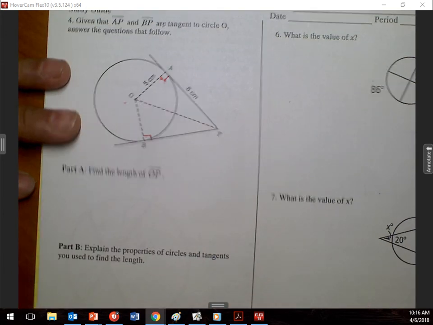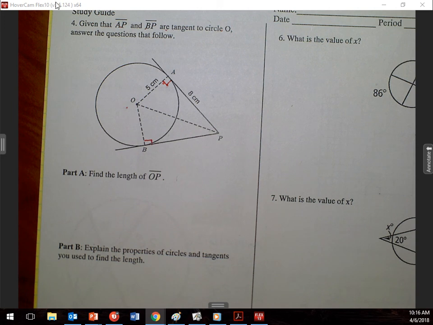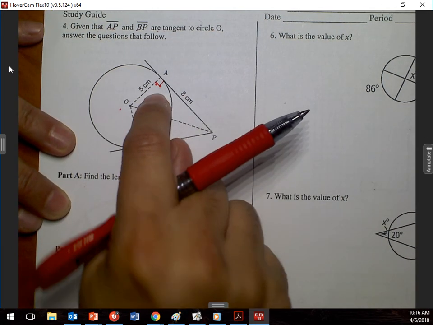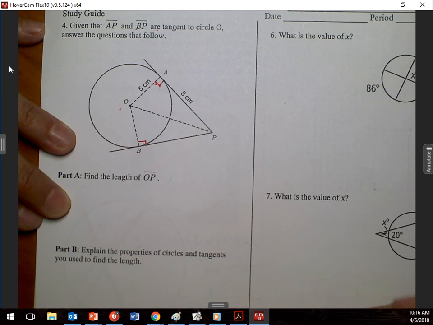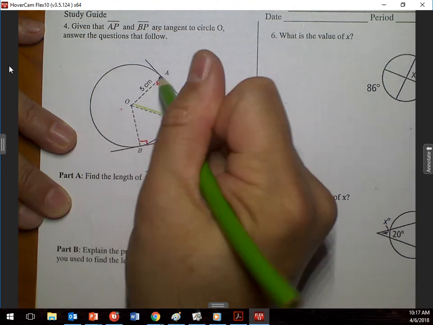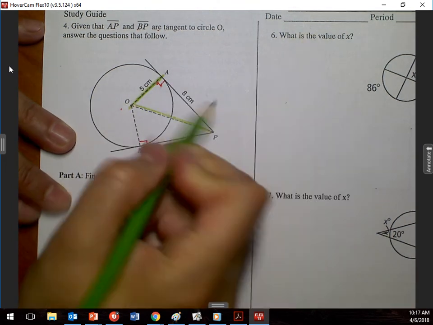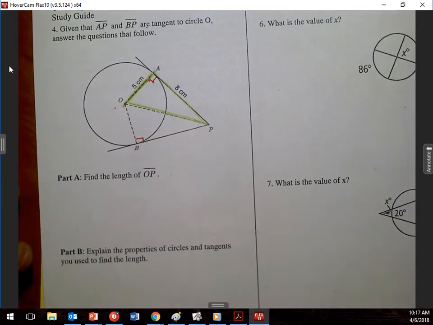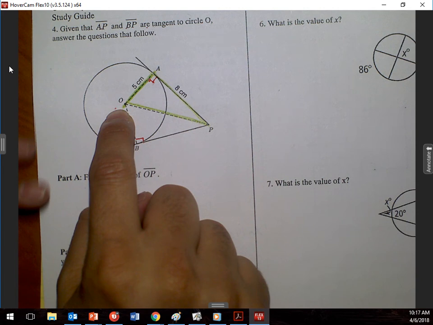So from that, back to the video. All right, so right here, what type of triangle do I have on the top here? Right triangle. Right triangle, very good, right? So I will emphasize this piece right here. There's a right triangle. So if that's a right triangle, how can I find the length of OP?